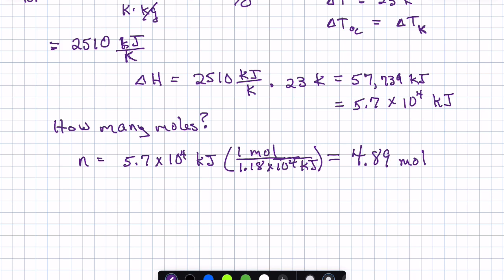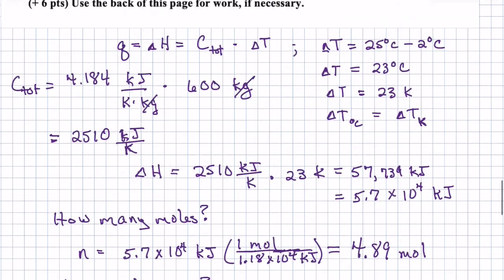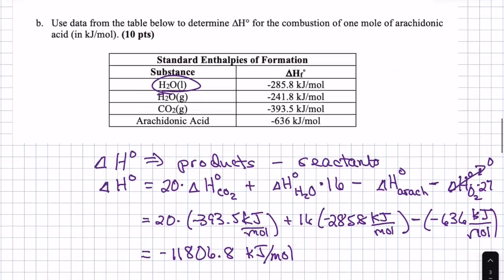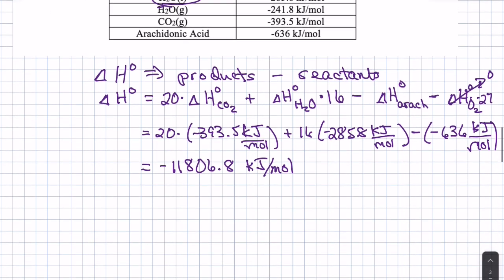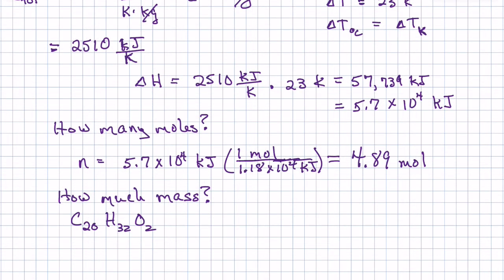All right, so now we need to figure out the mass. So we got to go back and look at our formula for arachidonic acid, which is C20H32O2. All right, so we can add all of that up easily enough. And what we're going to get for our molar mass here is going to be 304.47 grams per mole. All right, so 304.47 grams per mole, so that should be fairly simple now to calculate the mass.